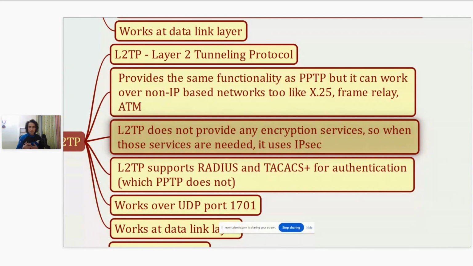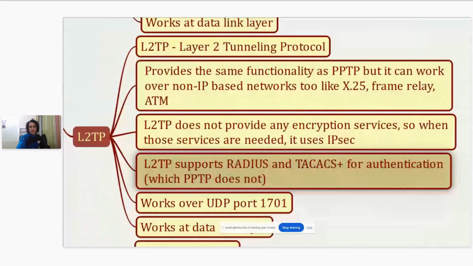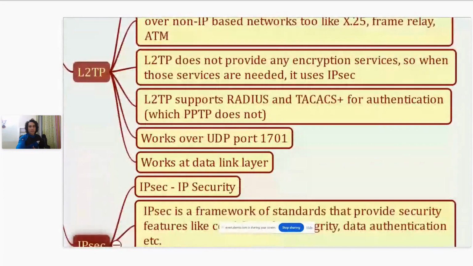All right. Now, when it comes to authentication, L2TP supports RADIUS and TACACS+ for authentication, which PPTP does not support. PPTP supports EAP, PAP, CHAP, MS-CHAP version 2. And L2TP works on UDP, not TCP, and the port number is 1701. So PPTP is TCP 1723, L2TP is UDP 1701. Again, something to remember for the exam, and it works at the data link layer.